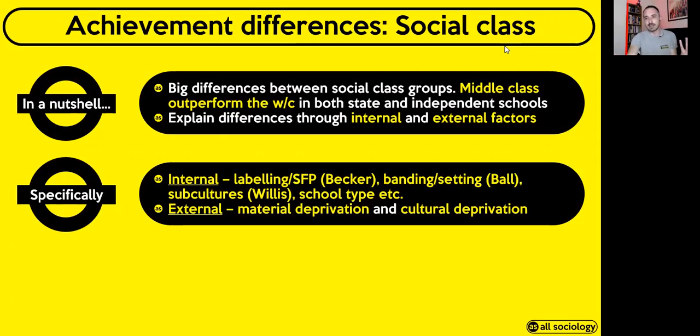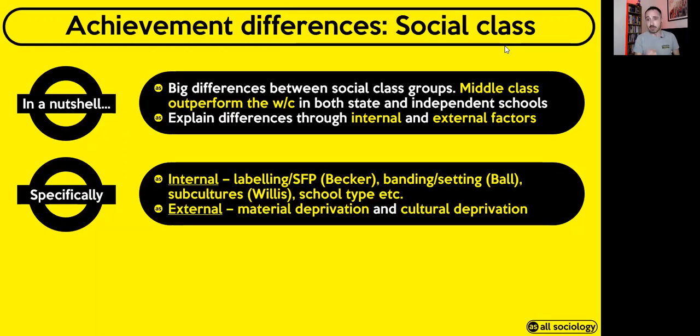And then also we can consider school type as well. So there's clear differences, aren't there, between the level of education that you get at a private school or a public school as opposed to a state school. Now, when it comes to external factors, we are going to talk about material deprivation and cultural deprivation. It doesn't really matter which ones you focus on, but I think there are things that can be said from both sides of that coin. So let's just think materially.